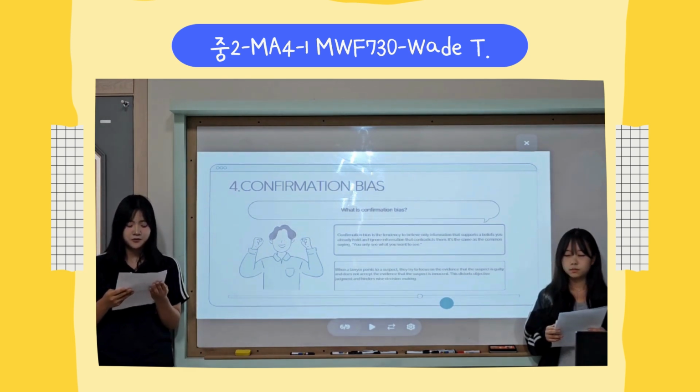When a lawyer points to a suspect, they try to focus on the evidence that the suspect is guilty and does not accept the evidence that the suspect is innocent. This distorts objective judgment and hinders wise decision making.